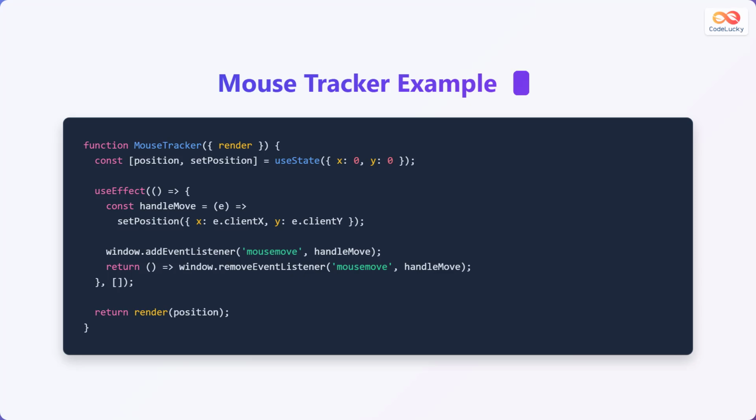Let's see a real-world example. Consider a MouseTracker component. This component tracks the mouse position on the screen. It uses the useState hook to store the X and Y coordinates of the mouse. The useEffect hook sets up an event listener for the mouse move event on the window. Whenever the mouse moves, the handleMove function updates the state with the new mouse position. The component then calls the render prop, passing the current mouse position as an argument.